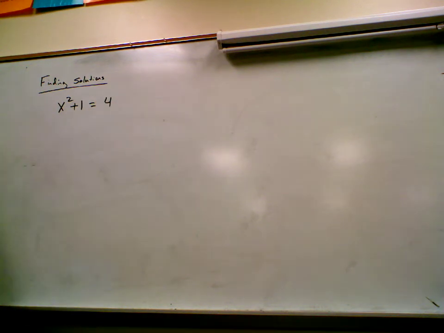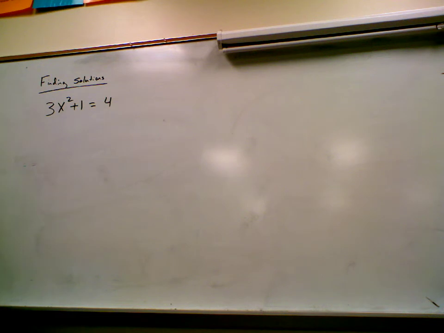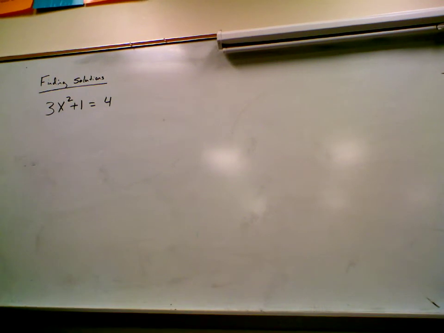Now, I made a mistake here, guys. Should be a 3 right here. Okay? So on your paper, you can change it to 3x squared plus 1 equals 4. Just add a 3 in front of the x squared. Then it's perfect. Otherwise, the solution isn't a whole number, and we'll talk about those tomorrow. Okay. So 3x squared plus 1 equals 4.